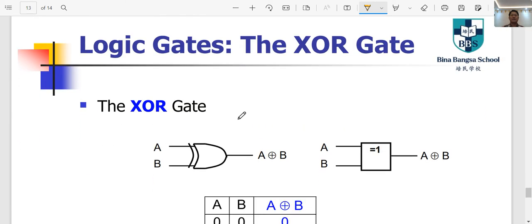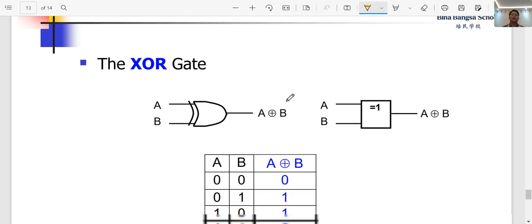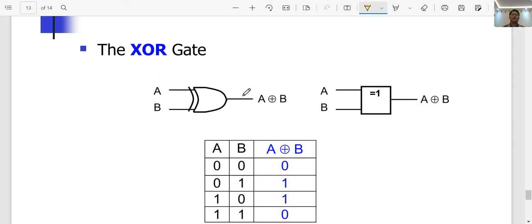Next we have the XOR gate, exclusive OR gate. So let's take a look at the symbol. It's just like the OR gate, but there is an additional bar on the input side for A and B. This is the distinction of the XOR gate. Since it is an OR gate, the operation used here is the addition sign, but the addition sign is actually encircled. So that is the notation for the XOR gate.